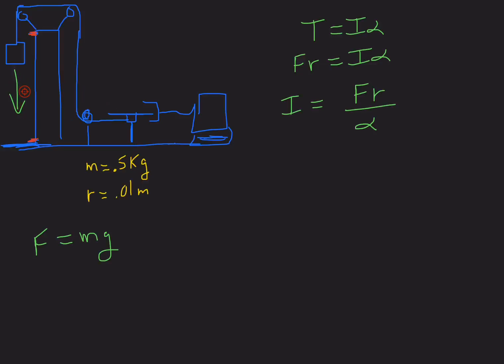The problem is that people always forget that not only is the weight spinning this thing, but the weight is also accelerating itself. For this object to be accelerating downwards, some of the force needs to be doing that. It's attached by a string to this, so some of the force is going to be used to spin it, and some of the force is going to be used to accelerate itself down.